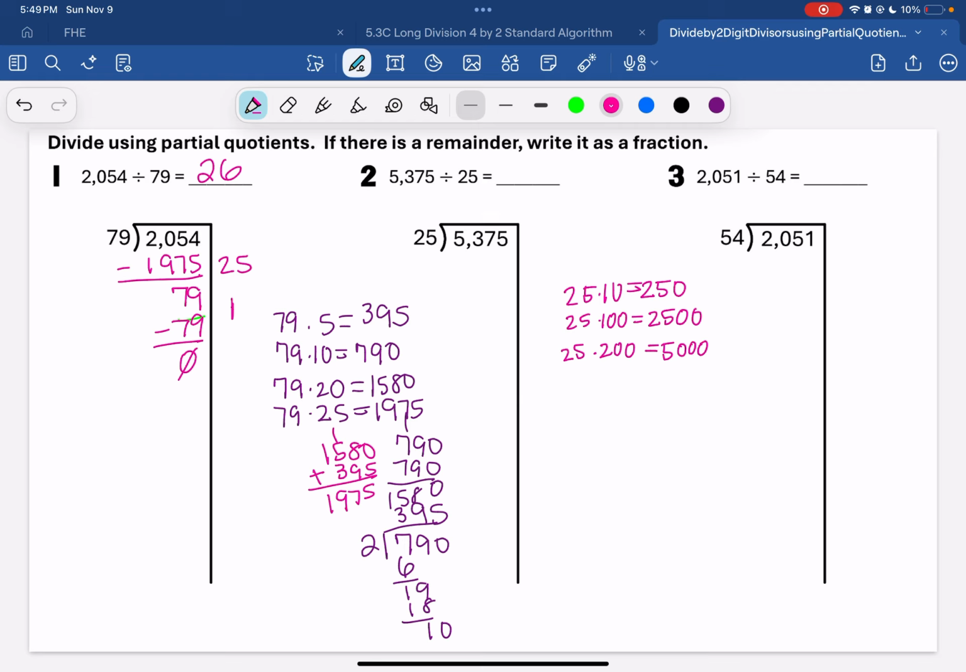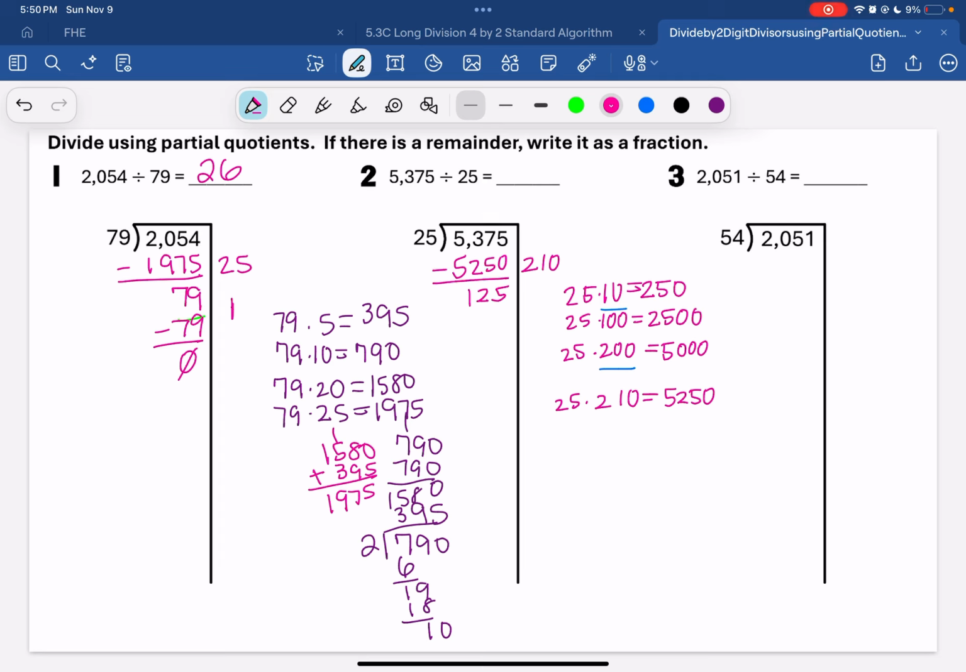I could stop here, call it a day, or I can say, you know what? I see times 10 and times 200, and if I add those, that would actually give me times 210. That would be pretty close, 5250. So now I'm going to go ahead and go with that. I'm going to put 210 because I know that's not the exact, but it's pretty close. I'll put it to the side. 210 times 25 is 5250. We'll subtract that.